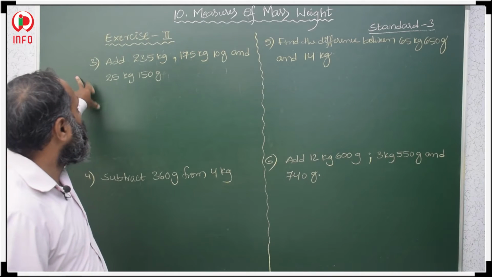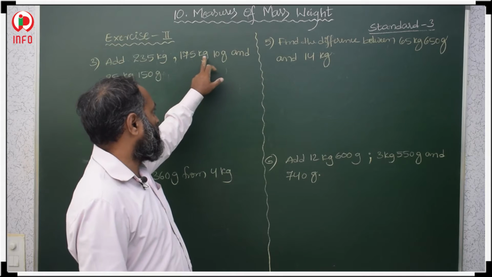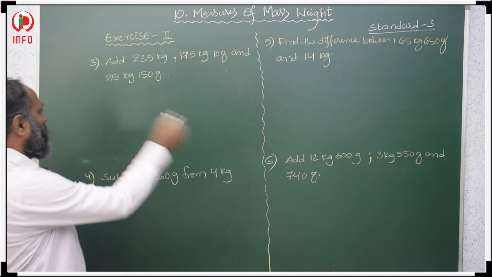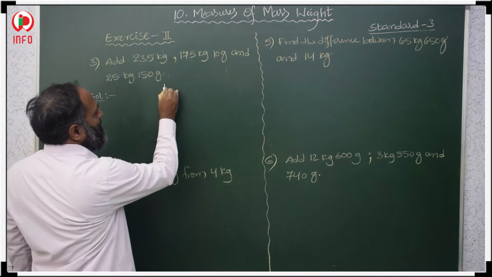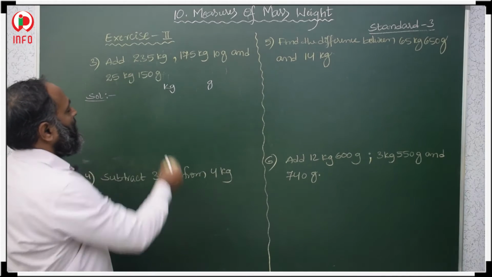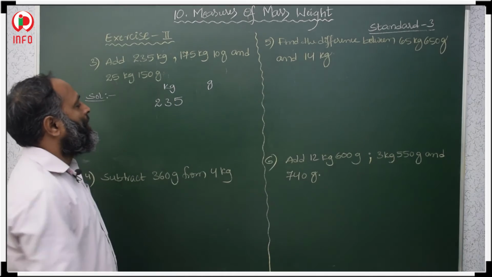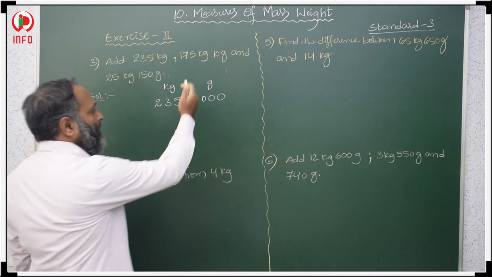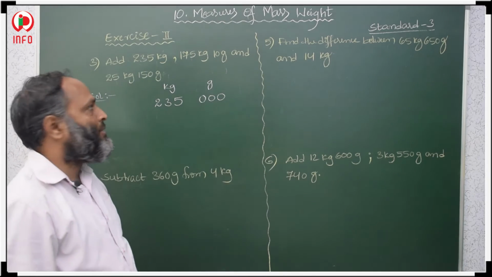Now next, add 235 kgs, 175 kgs 10 grams and 25 kgs 150 grams. See here 3 quantities are given, in kgs and grams. First we have to write kgs and then grams. In first, 235 kgs only. There is no grams, so 3 zeros you have to take. In grams we have 3 digits, so 3 zeros, no grams means 0, 0, 0 grams.